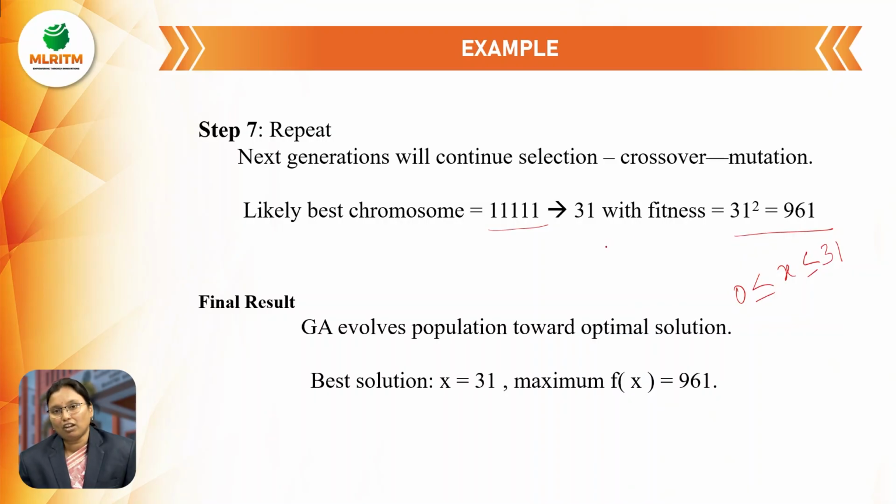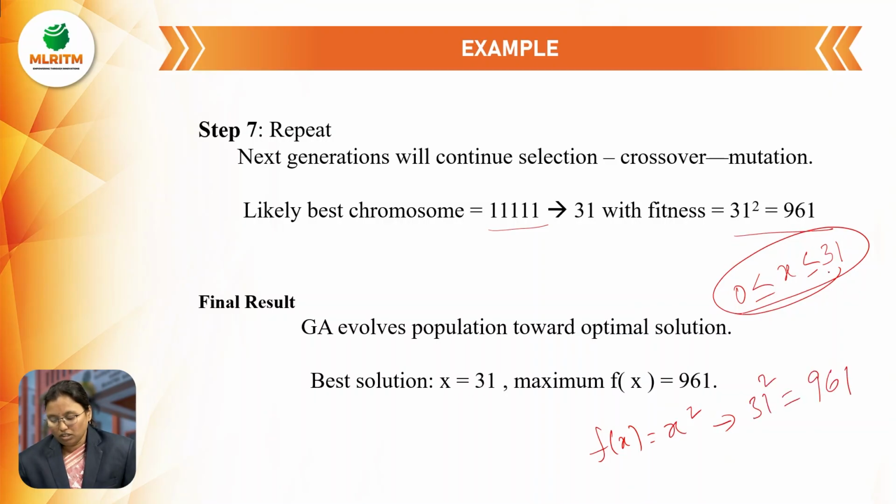31 means the value is equal to 31, either less or otherwise equal to 31. So that is the best fitness value. Whatever value f of x equal to x square we are getting is in the limit, 0 less than or equal to x less than or equal to 31. So the value is in between only, 31 square, so 961. The value is reached, that is the best solution. The best solution: the x value is 31, and the maximum of f of x equals x square is 961. So this is called an example.